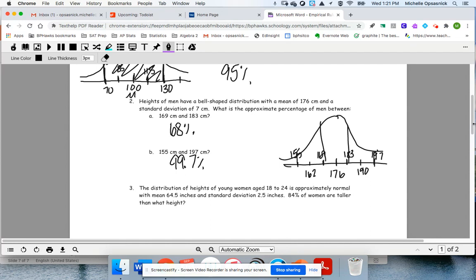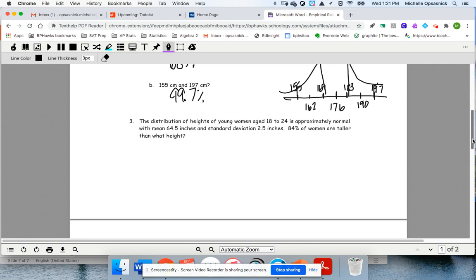So here's where it may get a little trickier. In question 3, you're working backwards. So they're telling us we've got our mean and standard deviation for heights of women. And we want to figure out 84% of women are taller than a certain height. So we have some certain height here that we're trying to find. The mean is 64.5. And we're looking for 84% to be to the right of this cutoff height. And we have to figure out what that cutoff height is.